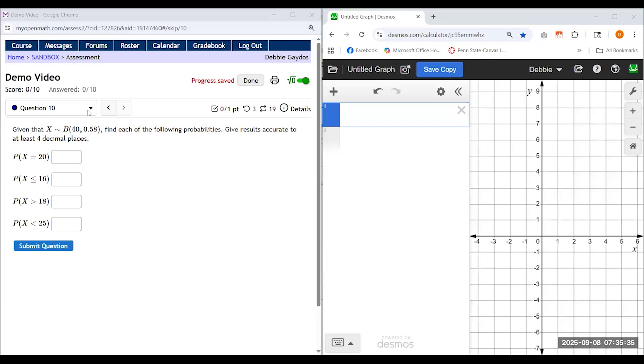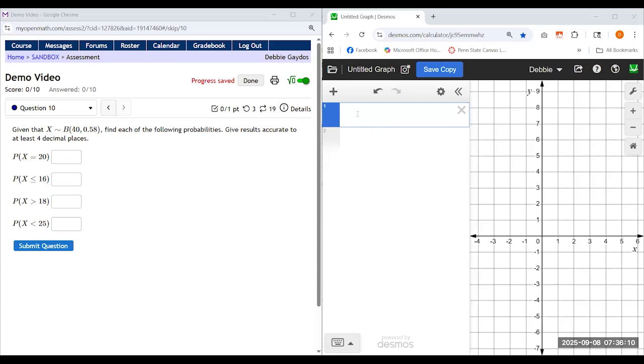All right, so we have a problem over here where we're given that we have a random variable x that is distributed binomially with 40 trials and a probability of success of 0.58. That's what this notation means. It's telling me everything I need to know about the probability distribution of my random variable. And then it's going to have me find some probabilities of specific values down here.